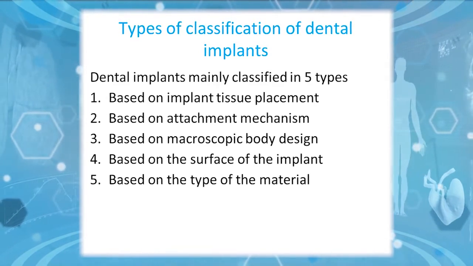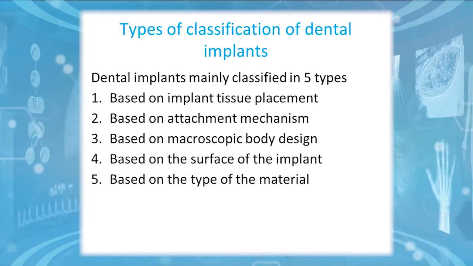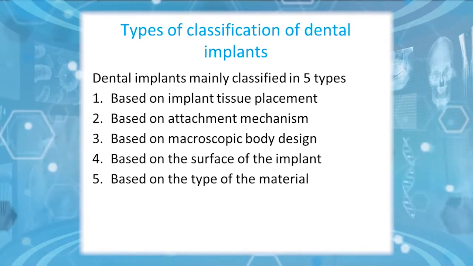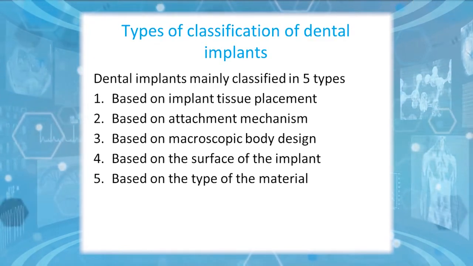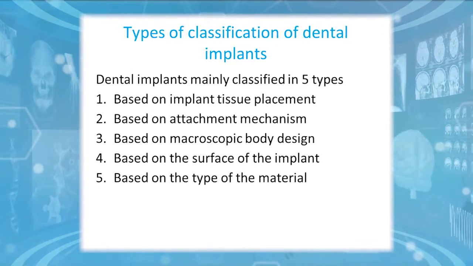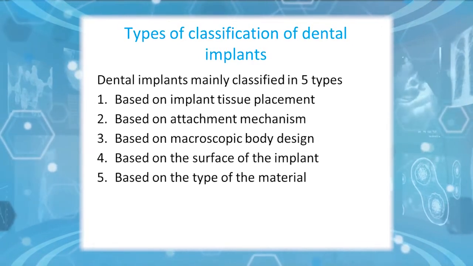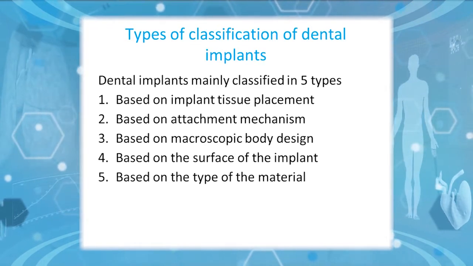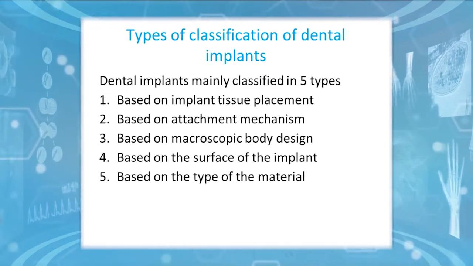Types of classification of dental implants. Dental implants are mainly classified into five types. First, based on the implant tissue placement. Second, based on the attachment mechanism. Third, based on the macroscopic body design. Fourth, based on the surface of the implant. Fifth, based on the type of material.